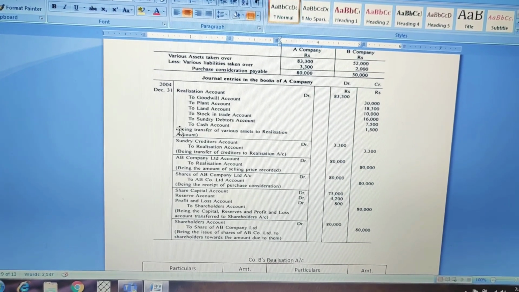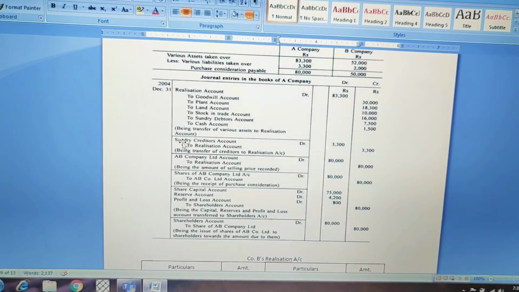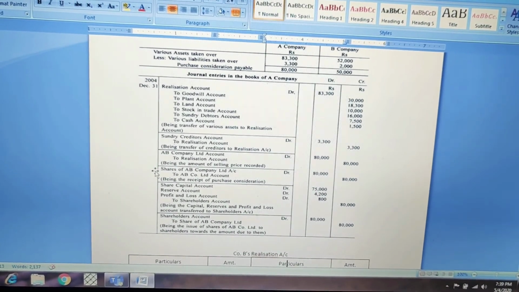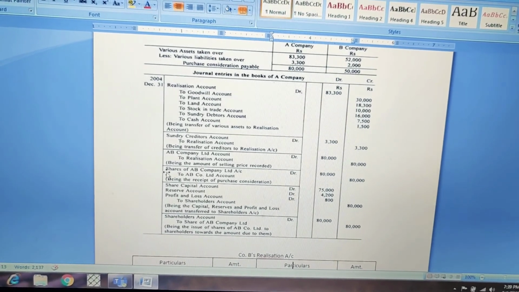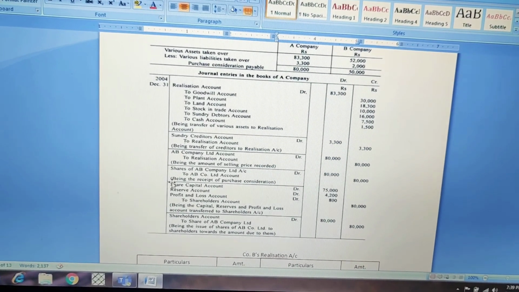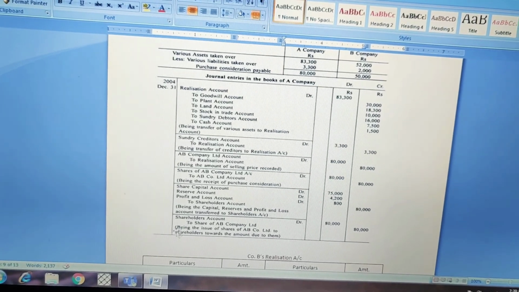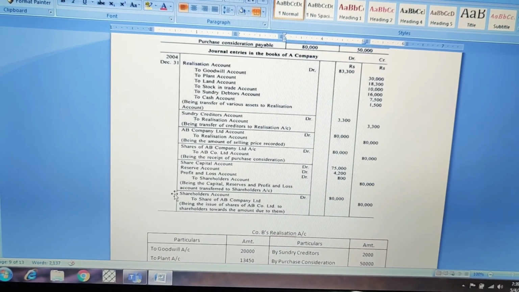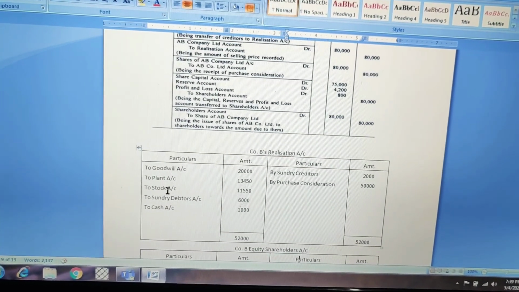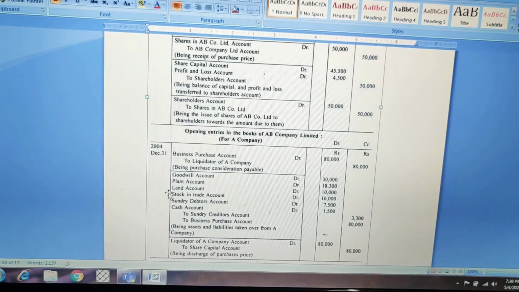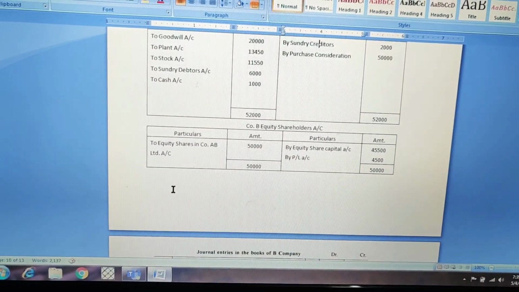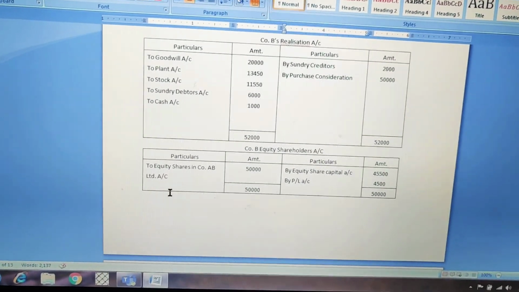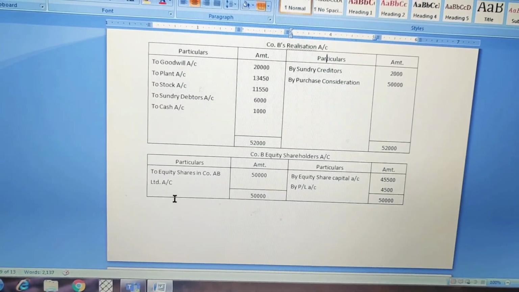Then the sundry creditors, the liabilities entries you have to pass. Then the purchase consideration entries, and then the shares of AB Company to AB Company Limited account, and then the shareholders account entries you have to pass. And all these journal entries have been made in the books of AB Company. Clear? Similarly, you have to make company B's realization account. Same thing. Company B's equity shareholders account you have to make.